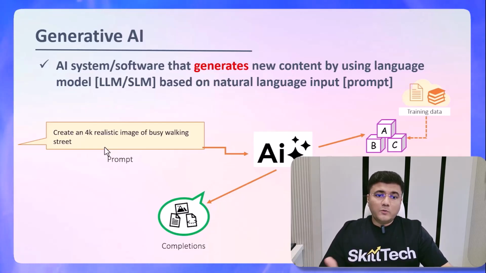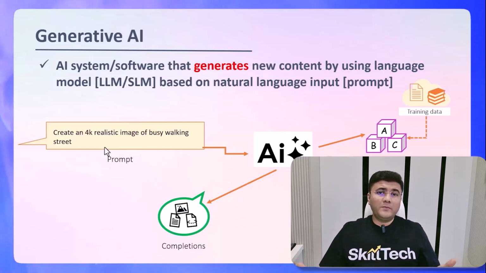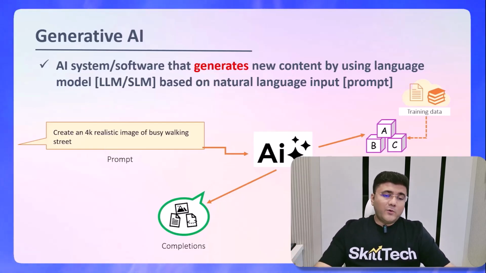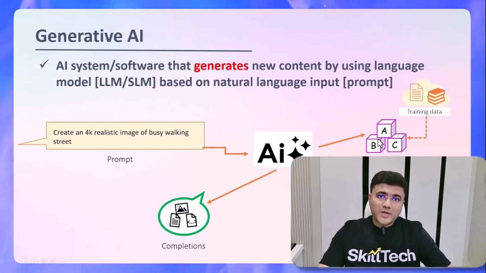to generate. Because it's generative AI, it can generate images, it can generate programming language code, it can generate some natural language text response, like you can say write an email for me or write a blog for me, something like that. I'm providing a prompt which is going to be taken care of by AI. In the background, AI is going to use language models, and these language models are already trained with a lot of training data.